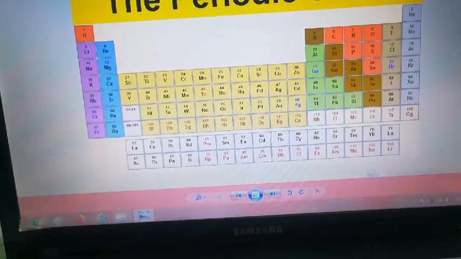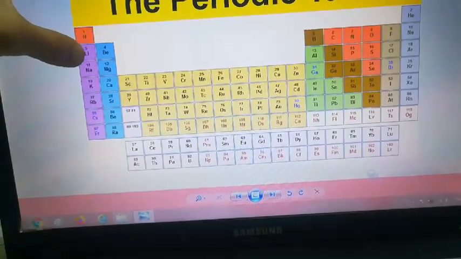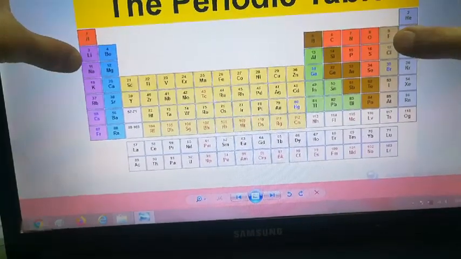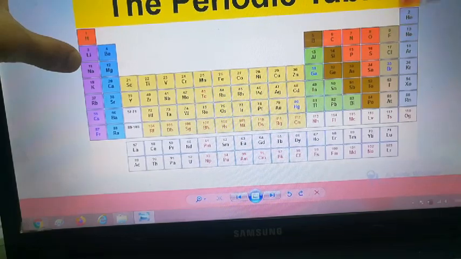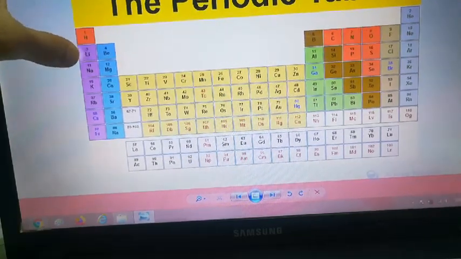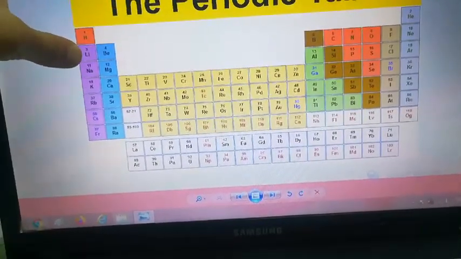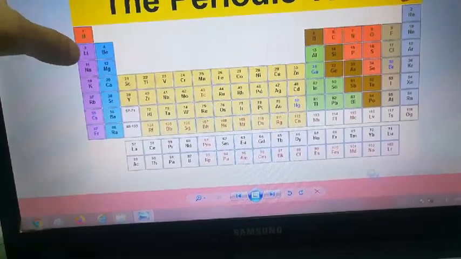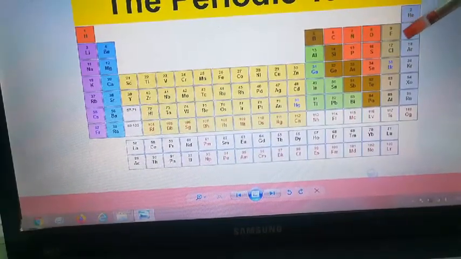Instead, they will gain. For example, group number 1 elements like lithium have 1 electron in the outer shell because they're in group number 1. Fluorine has 7 electrons in the outer shell because it's in group number 7. Fluorine wants to gain 1 to be 8, and lithium wants to lose this one. It doesn't want it. So lithium will lose it easily, and fluorine wants to gain it. The electron that lithium wants to lose, fluorine can accept easily.